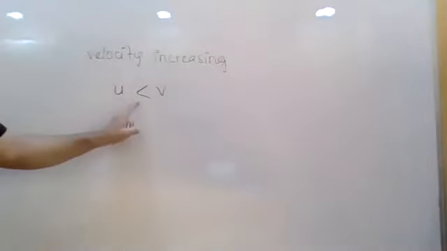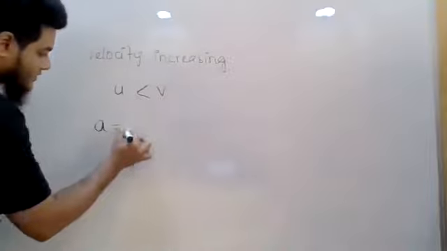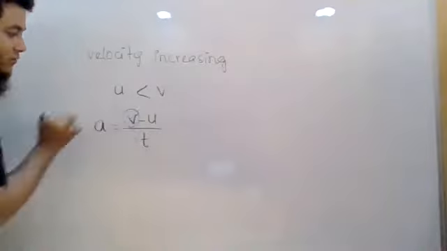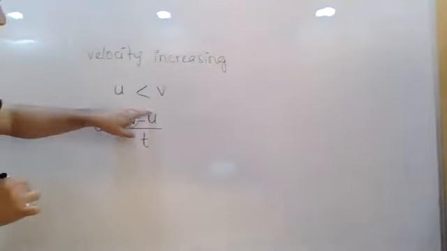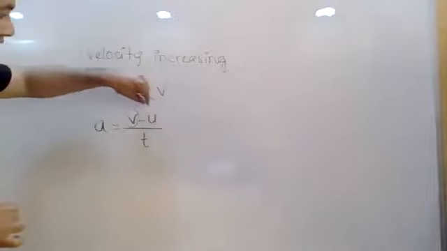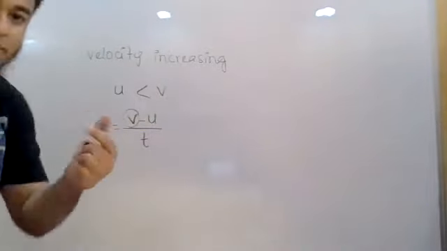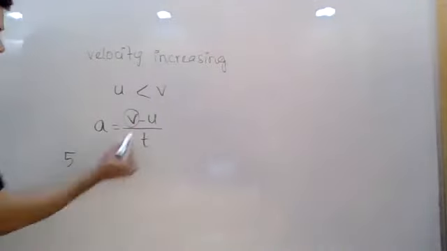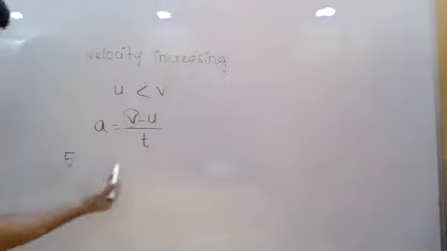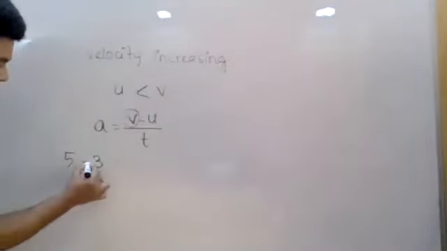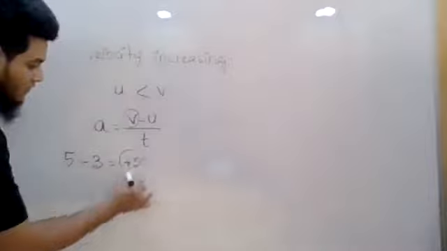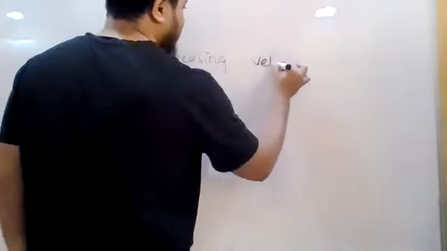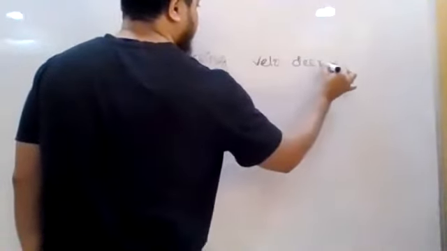So u is smaller than v. What is acceleration? Acceleration is v minus u divided by t. As v is greater and u is smaller, when we subtract something smaller from something greater, we get a positive value, right? Like v will be 5 and u is smaller, so we can consider 3. If I subtract, we get a positive 2. Now let's look at velocity decreasing. What is the scenario?